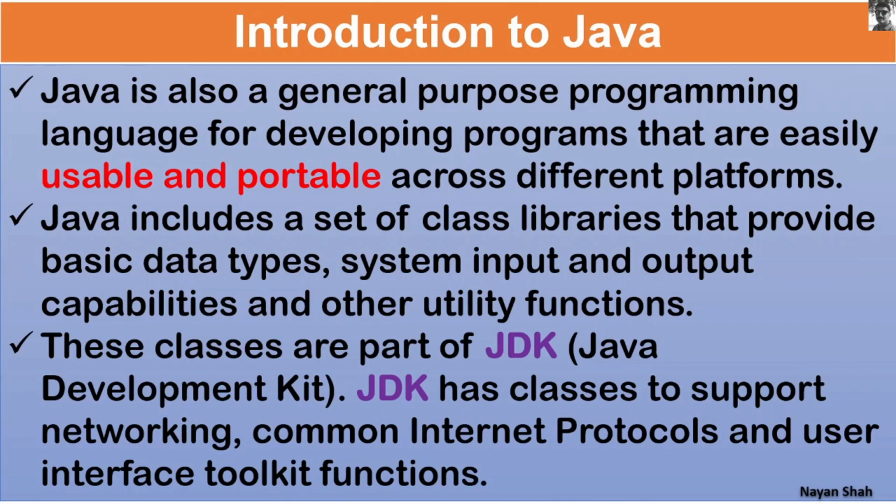Java is also a general purpose programming language. It is not a hypertext markup language like HTML. It is like C, Pascal, Fortran. It is a general purpose programming language for developing programs that are easily usable and portable. Again, the word portable across different platforms is very important.